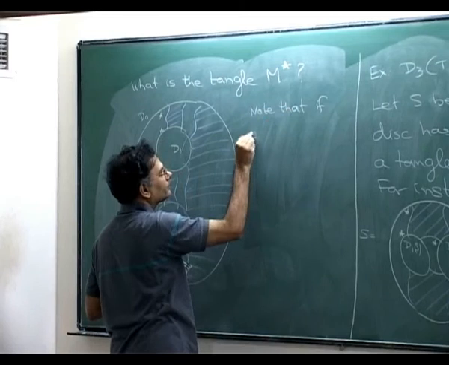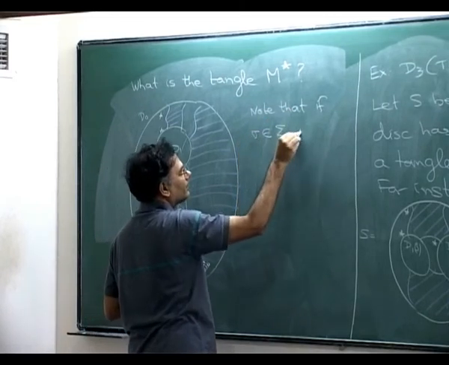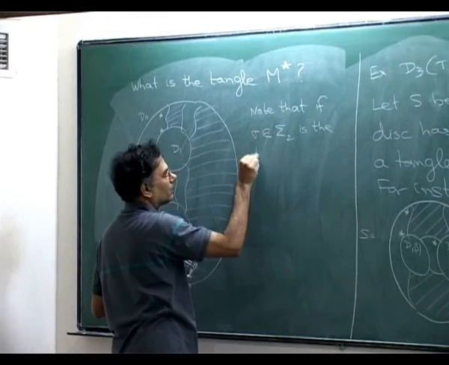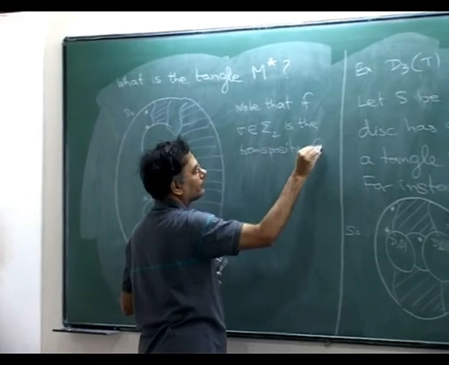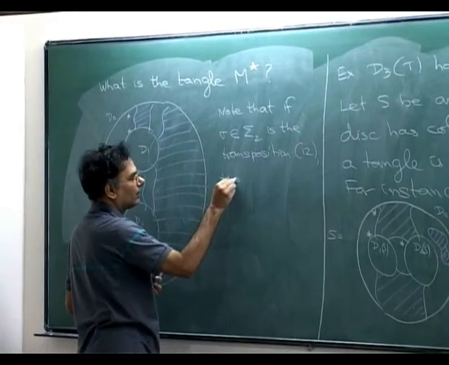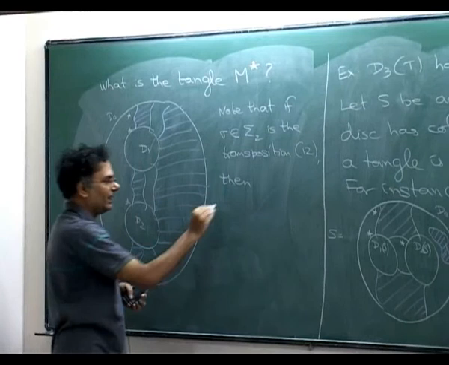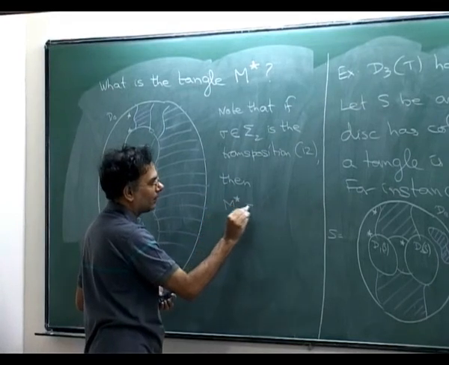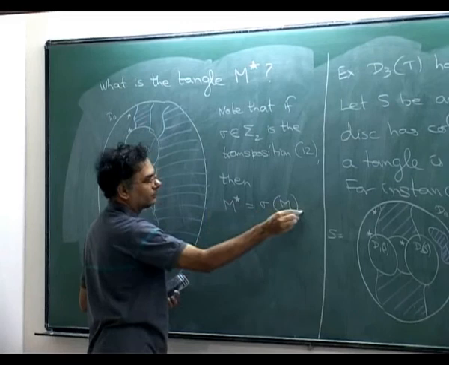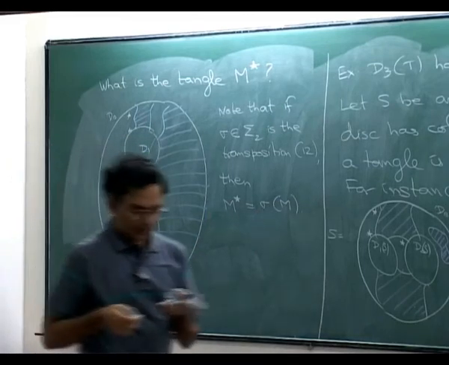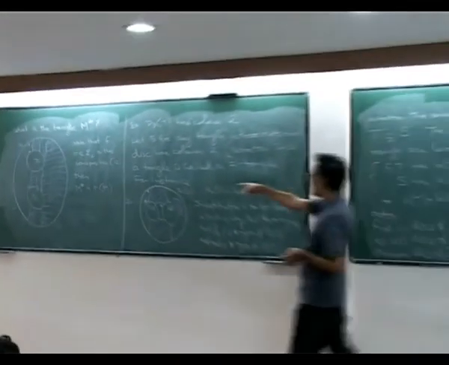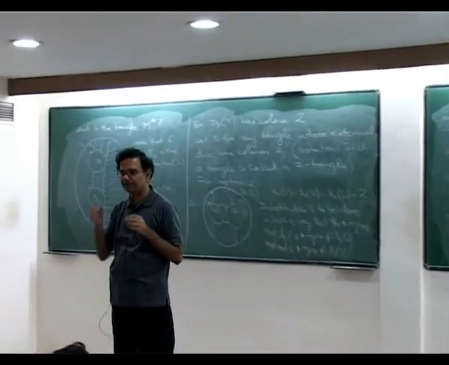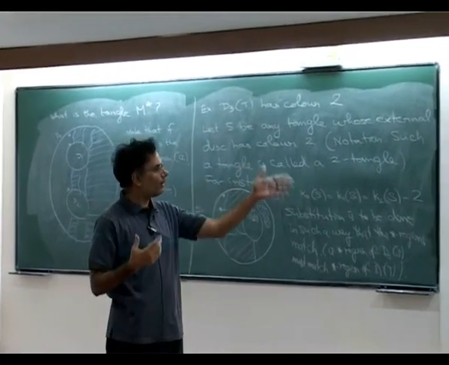If sigma is the transposition 1, 2, then by drawing this, what we have seen is that M star is the same as sigma M. Now we could ask, is this the same as M itself? So we can ask the following question: is this tangle the same as M or is it different from M? So how do we know whether this is the same or different from that picture?